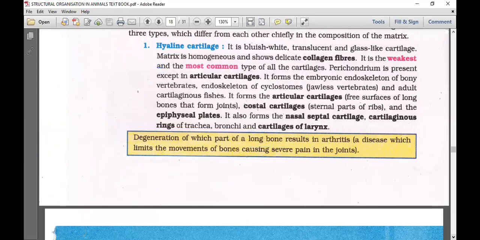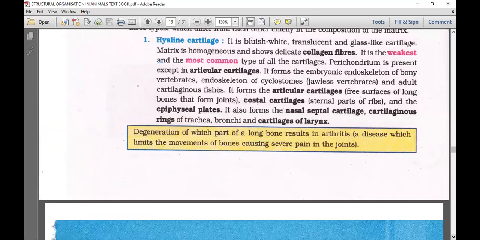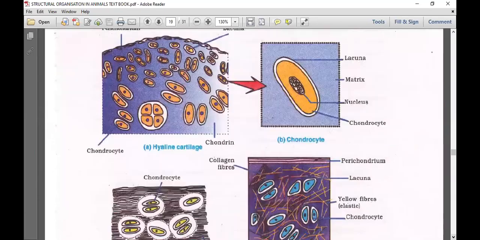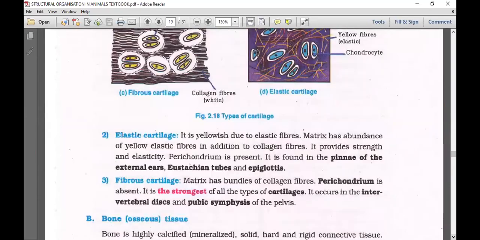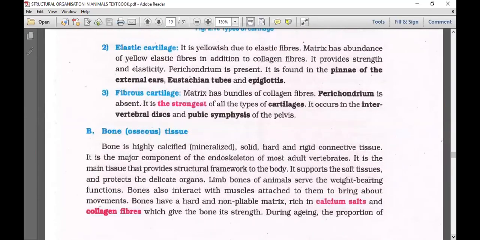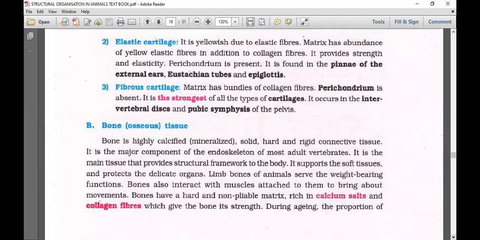Now let's continue with the elastic cartilage. What we said in elastic cartilage is that elastin fibers are present. Elastin fiber is yellowish in color. Why? Because of the elastin fiber. Due to the elastic fibers, they have resilience. We use the word resilience. What is resilience? No need to worry about the meaning.